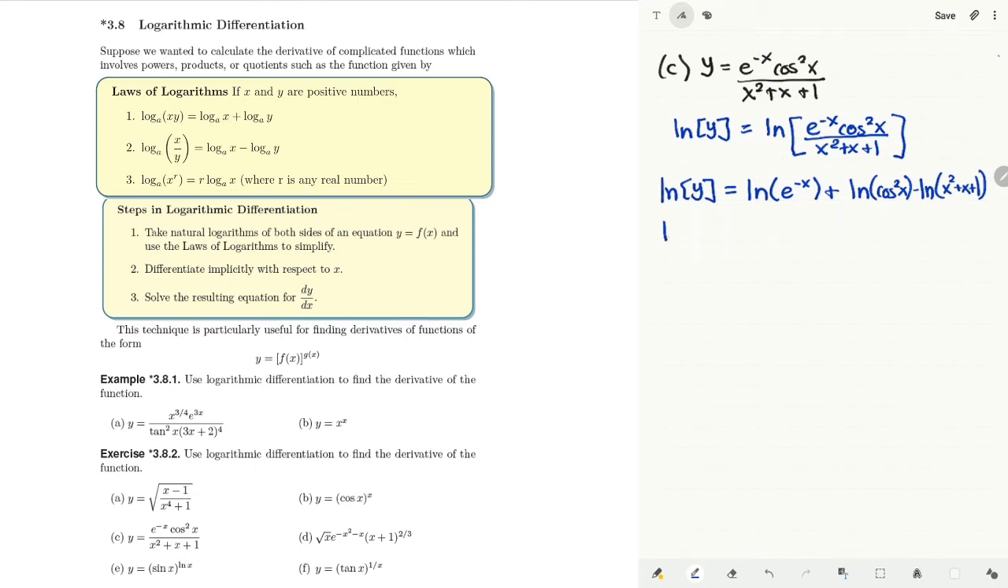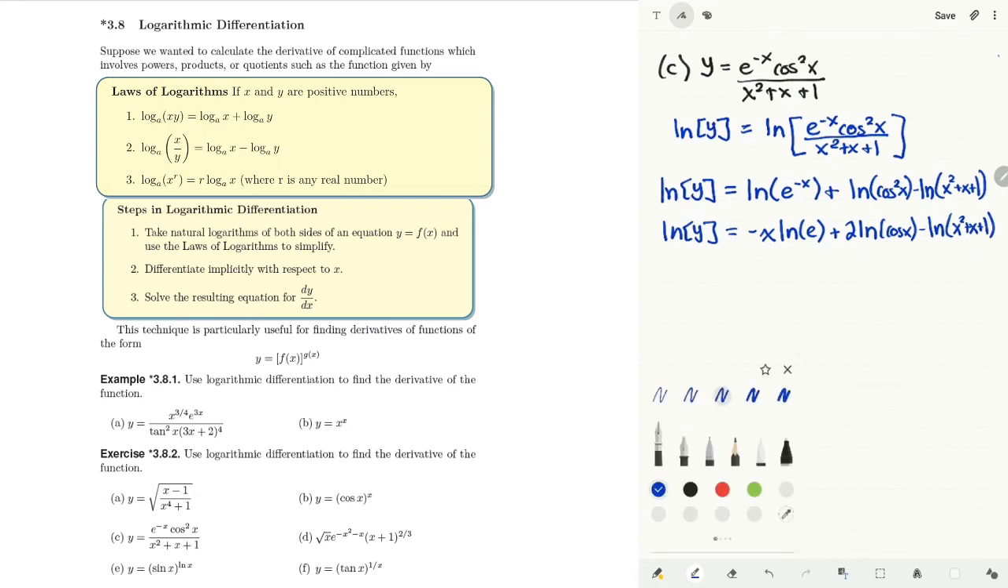And then we'll use the third law to rewrite exponents and multiply them in front of the logarithms. So for the first term, we have an exponent of negative x, so that's negative x times the natural log of e. For the second term, we have an exponent of 2, so that's plus 2 times the natural log of cos x. And then we have the third term, which is minus the natural log of x squared plus x plus 1. And again, the natural log of e can be simplified to 1.